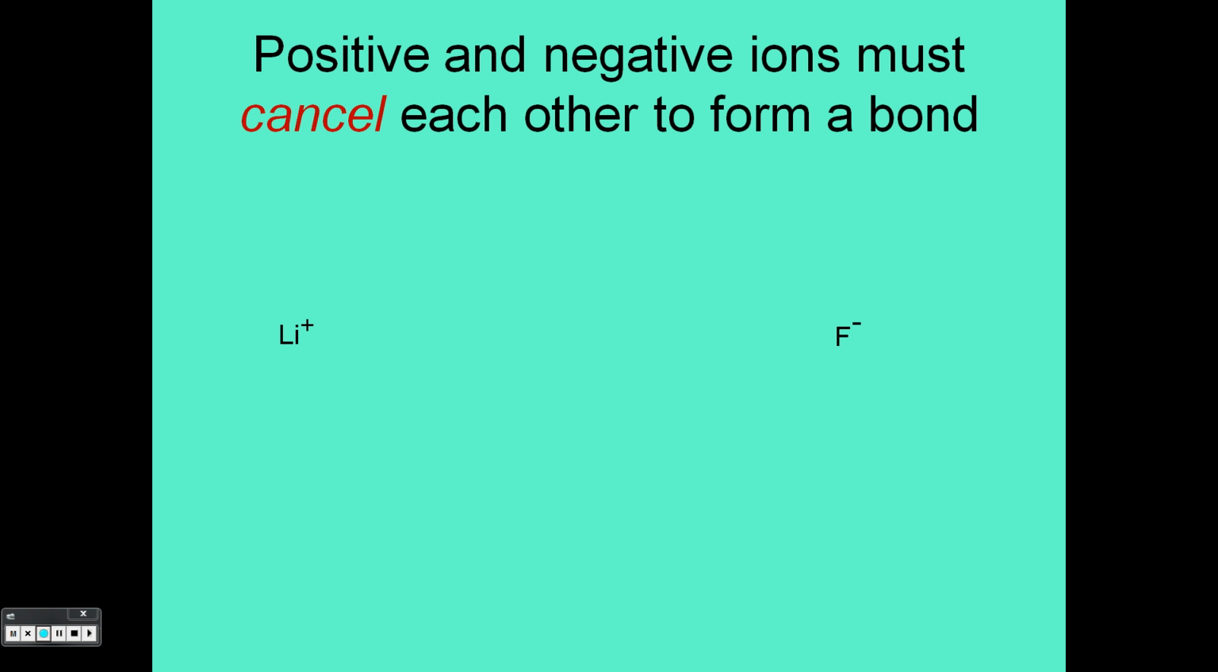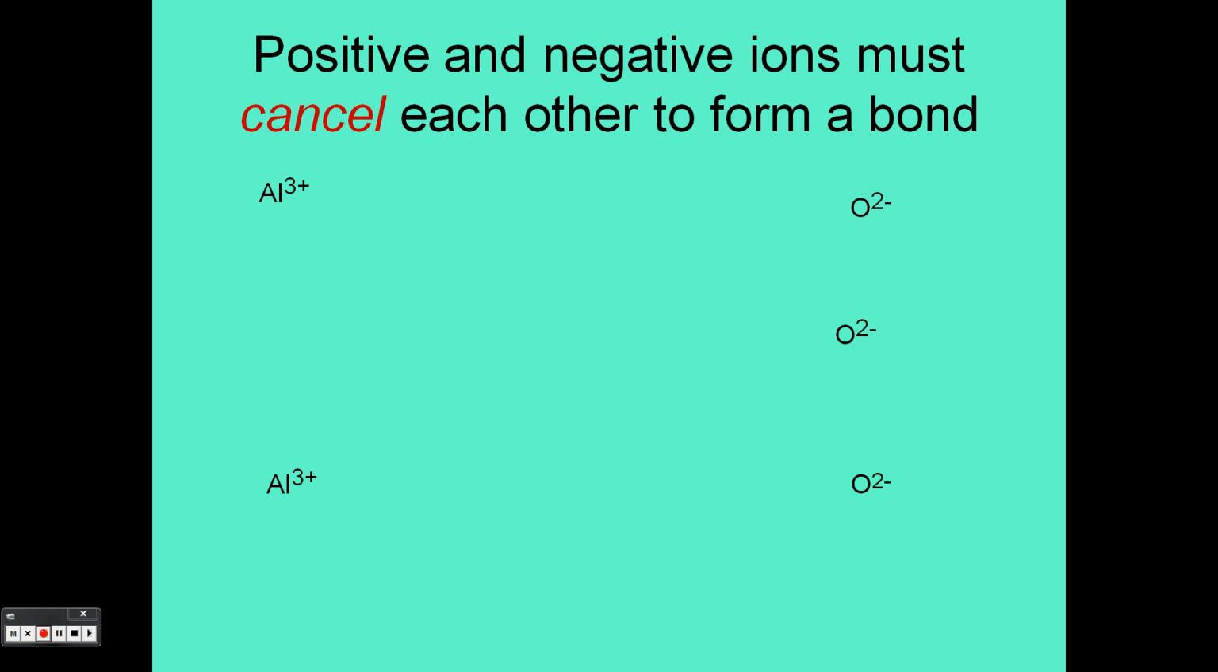So positive and negative ions, as we said, must cancel each other to form a bond. So Li+ cancels F-, and you get LiF, lithium fluoride. But let's say you have F- and Mg2+. Then you're going to need 2 F-, and you get MgF2. Let's say, on the other hand, you have two 1+ charges and an O2-. That would work because then you have plus plus is 2+ and O2-, and you get Na2O.